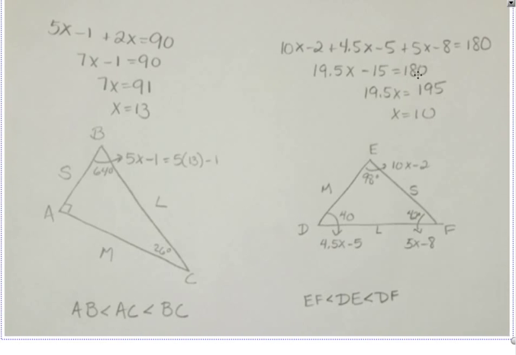In the second triangle, I added up all the angles and set it equal to 180 and solved for x. X was 10. I went back and plugged in and found all my angle measures. And the smallest side again is across from the smallest angle, largest side across from the largest, medium across from the medium. So EF is the smallest, DE is the medium, and DF is the largest.